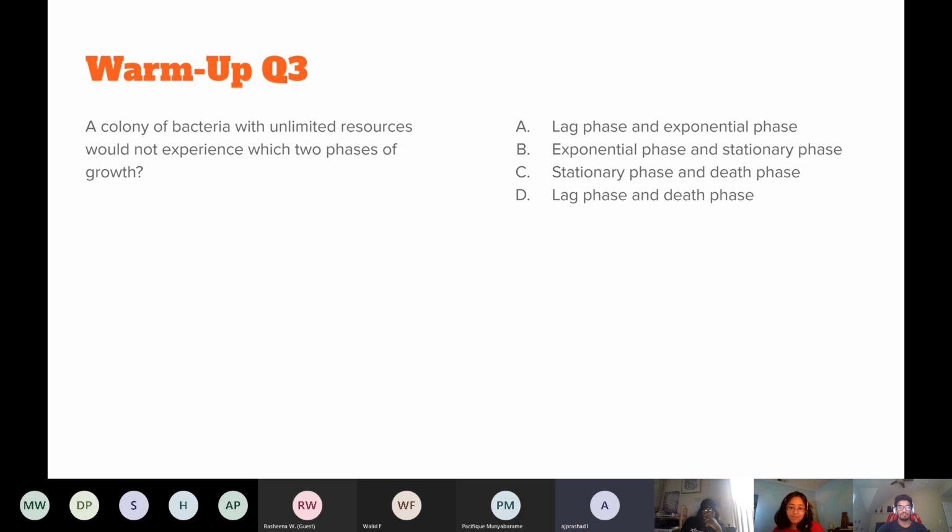I'm not too sure between C and D, but I think the death phase wouldn't happen, because death usually happens because of limited resources. So there wouldn't be a death phase. That portion I will say is right. Yeah, I was thinking C too, because I don't think it would be stationary either. It wouldn't stop growing since the resources are unlimited. So I thought C. All right, that is actually the correct answer.